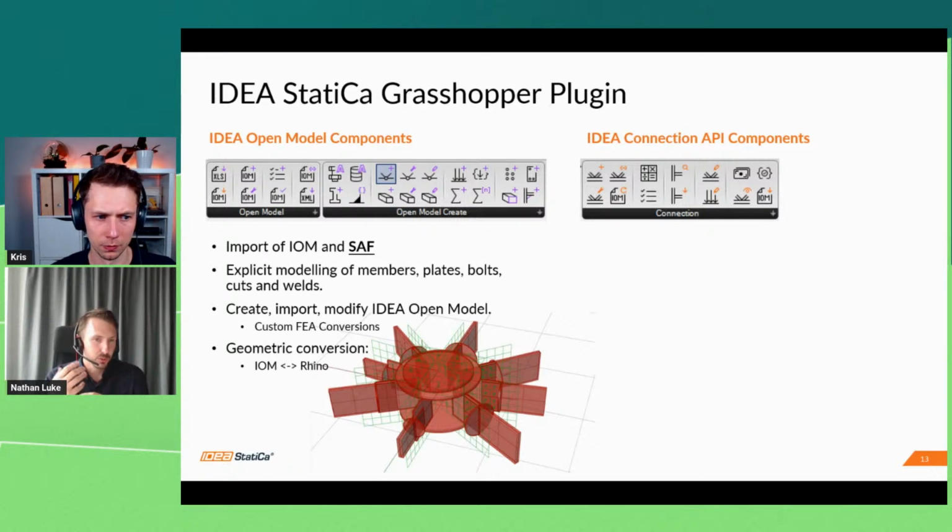They're for importing, creating or modifying IDEA Open Model. The big power of the Grasshopper plugin is that it allows explicit modeling of these elements, especially for connections, such as plates, bolts and welds as well. And the big thing here is the geometric conversion. From IOM to Rhino, you can view these plates, the welds, the bolts and so on, and start to build up connection information.